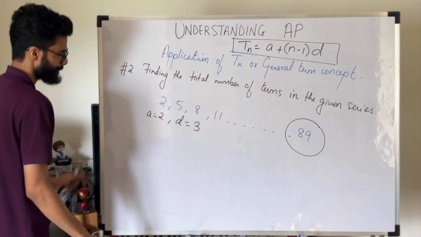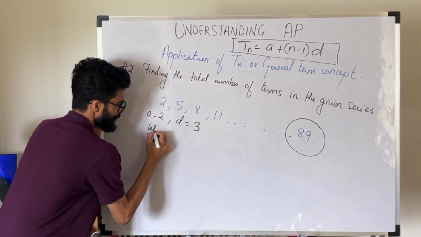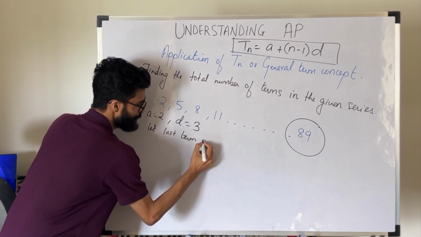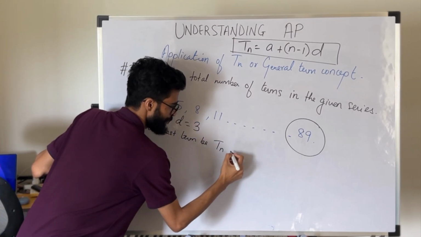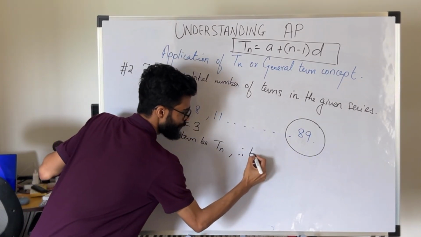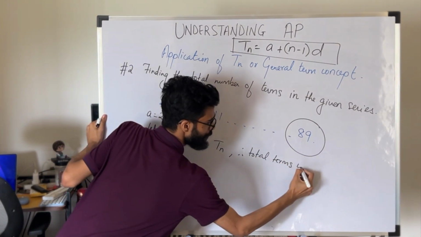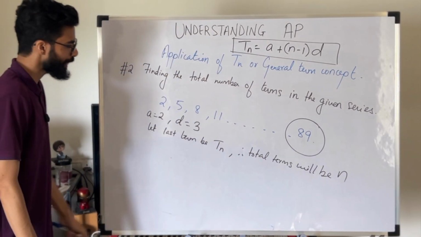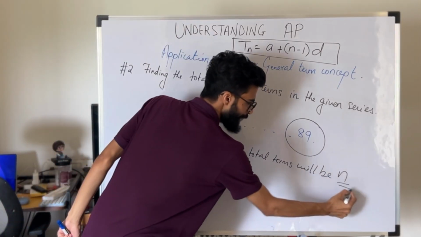Now can I say, let the last term be Tn, therefore total terms will be n. अगर Tn मेरा last term हो गया तो my number of terms will be n.